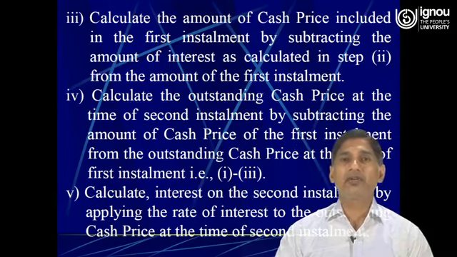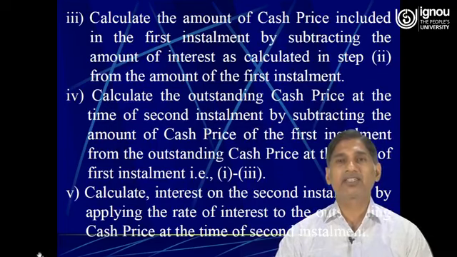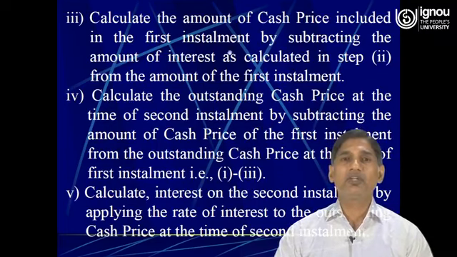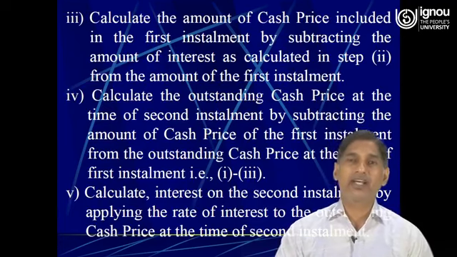Then calculate the amount of cash price included in the first installment by subtracting the amount of interest as calculated in step 1. Yes, if we subtract the amount of interest from the first installment, we can easily come to know about the cash price.